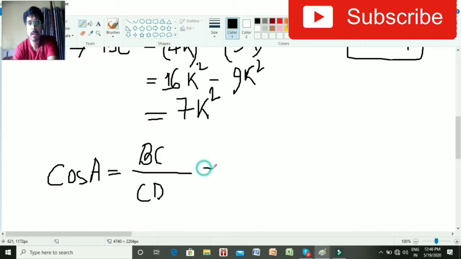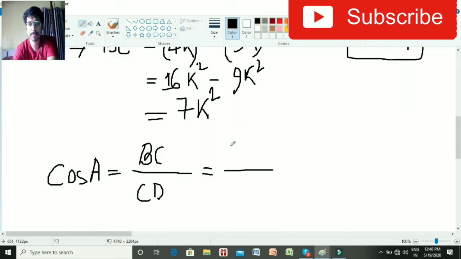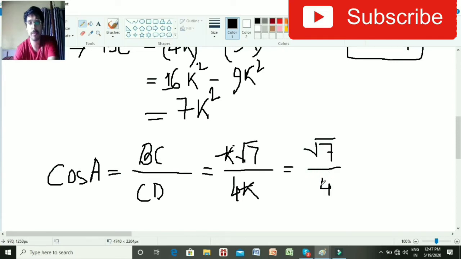Now we just need to put the values here. What is BC? We have just found out BC is k root 7, and CD is the hypotenuse, which is 4k. So now we can cancel out k. So the answer to cos A will be square root of 7 divided by 4. This is the first answer.